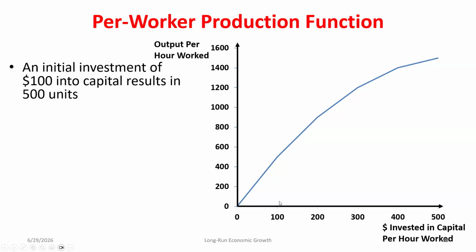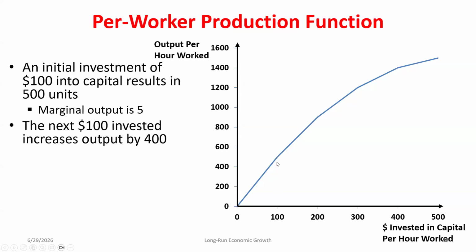Well, the first $100 I invest, I'm going from giving my workers no machines to some. What is the machinery that I'm going to purchase first to give to my workers? Whatever is the most effective or whatever they need the most first. So that first $100 invested in the capital is going to increase my output by quite a bit. So here it goes from about 0 to 500. However, right, so that marginal output, the change in output, was 500 over 100 or 5.